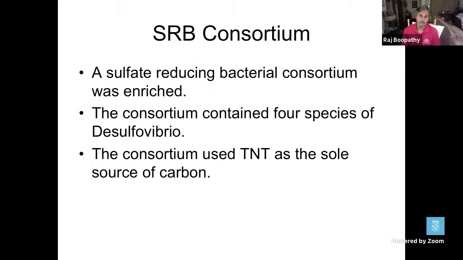So we promoted sulfate-reducing bacteria by providing 20 millimolar sulfate. And then we developed a consortium of Desulfovibrio species. There are 4 different bacteria, and the consortium used TNT as sole carbon source. So there are anaerobic bacteria in the soil. If you provide some sulfate, the bacteria will pick up this TNT as sole carbon source.